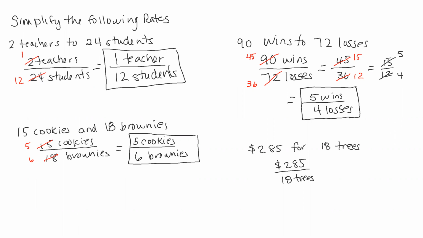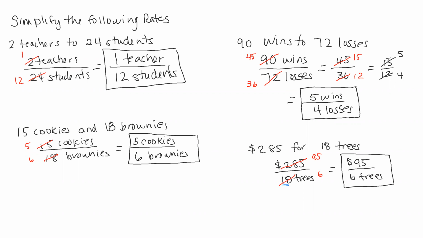So again, if you've got large numbers like this and you need to reduce, look at the smaller number. In this case, that's the 18. And start dividing the numerator by factors of the smaller number. So 18 did not go into 285. 9 did not go into 285. 6 did not go into 285, but 3 did. So both of these numbers are divisible by 3. 285 divided by 3 is 95. 18 divided by 3 is 6. So this would simplify to $95 for every 6 trees. And that would be your reduced ratio. Now, when you're reducing ratios, you're just reducing like you would any other fraction.